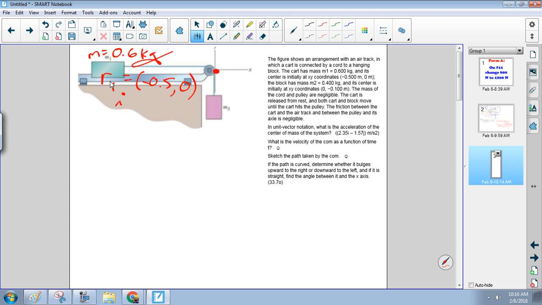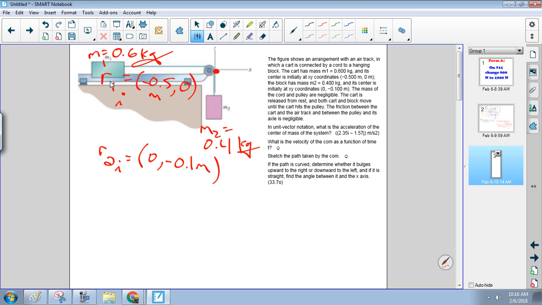All right, let's see. Block 2 has a mass of 0.4 kilograms. And its center of mass, we'll call that R2 initially, is, let's see, at 0, negative 0.1 meters. All right, the mass of the cord and the pulley are negligible. The cart is released from rest, and both the cart and the block move until the cart hits the pulley. The friction between the cart and the air track and between the pulley and its axle is negligible. In unit vector notation, what's the acceleration of the center of mass of the system?